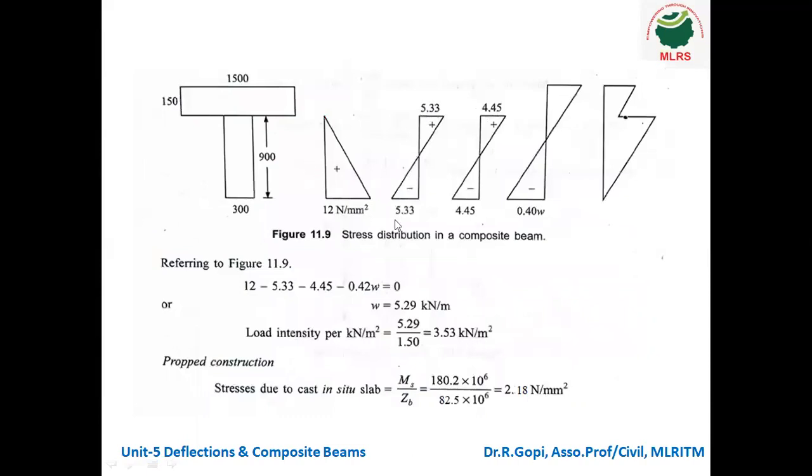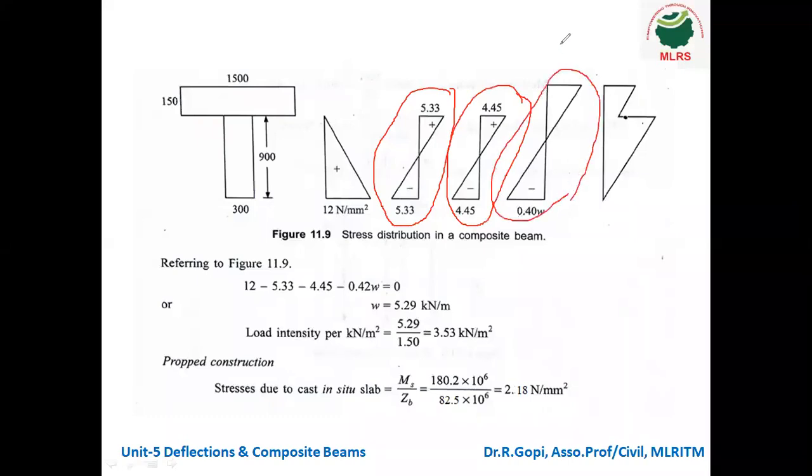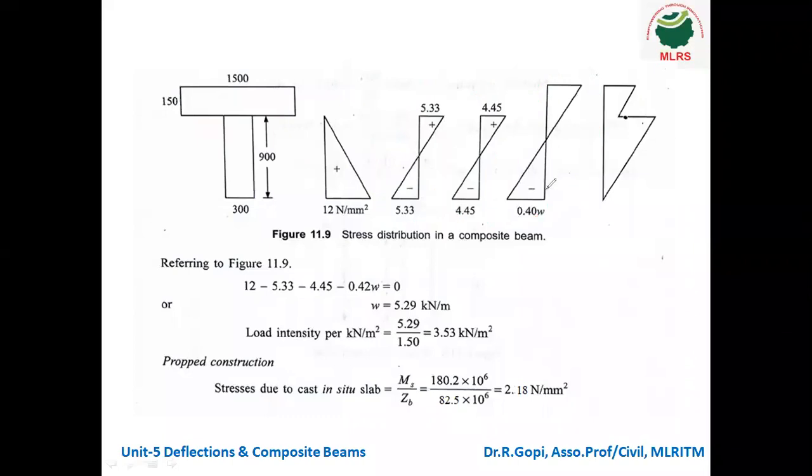From this, draw the diagram. You can see this is the T section and this is your effective stress, which is given in the question: 12 Newton per mm square at bottom and 0 stress at top. Next diagram, stress due to self weight of the beam, 5.33 Newton per mm square. Next is stress due to self weight of the slab, 4.45 Newton per mm square. Next, you can see the fourth diagram is stress due to live load.